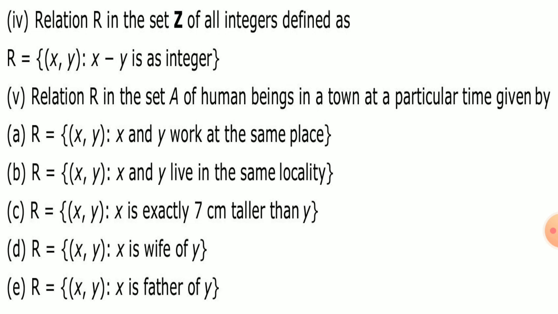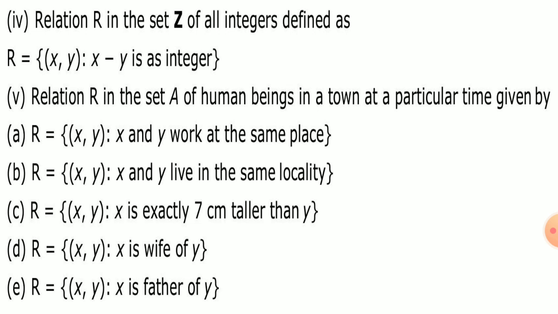Next, the transitive relation. Let (x,y) belong to R and (y,z) belong to R. That means x minus y is an integer and y minus z is an integer. Then integer plus integer is an integer, so x minus y plus y minus z, where the y cancels out, is equal to x minus z. So the ordered pair (x,z) belongs to R, and therefore R is a transitive relation.